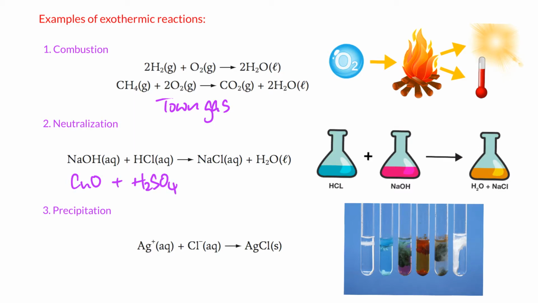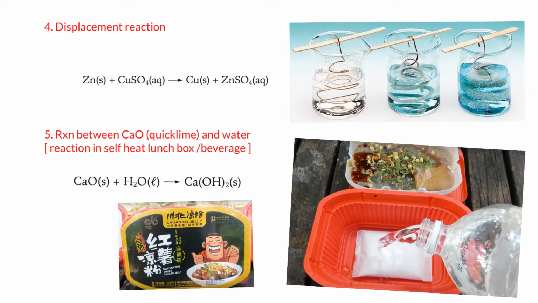Precipitation is also an exothermic reaction. We learned that the metal ion reacts with the hydroxide ion to form a metal hydroxide. So this is also an exothermic reaction. Look at this one: the silver ion and chloride ion come together and stick together to form a solid. In this process, normally it is an exothermic reaction. Other exothermic reactions include displacement reactions, like the previous one we mentioned.